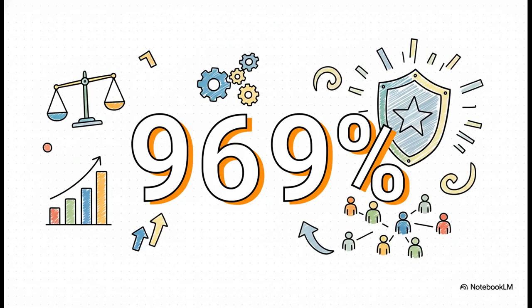Wow. And if you thought that was impressive, the improvement when it comes to bias is, well, it's staggering. For one of the models they tested, adding the ethical lens improved its bias score by an incredible 969%. I mean, that is not a typo. It's a monumental leap forward in fairness and a massive knockdown of harmful stereotypes.